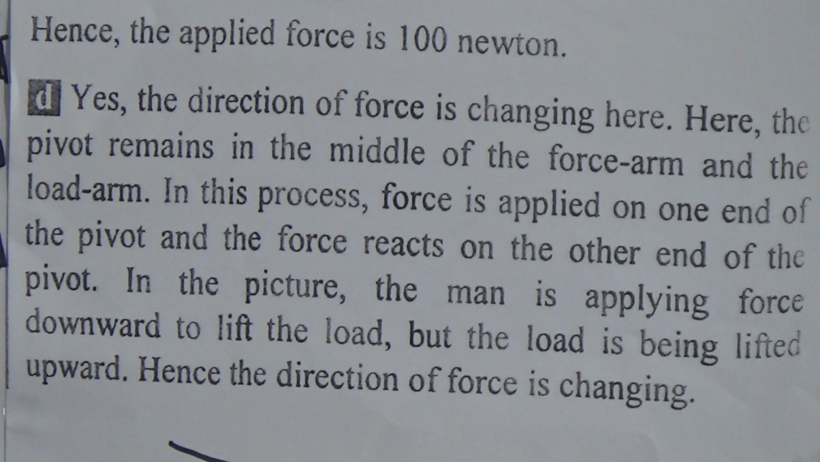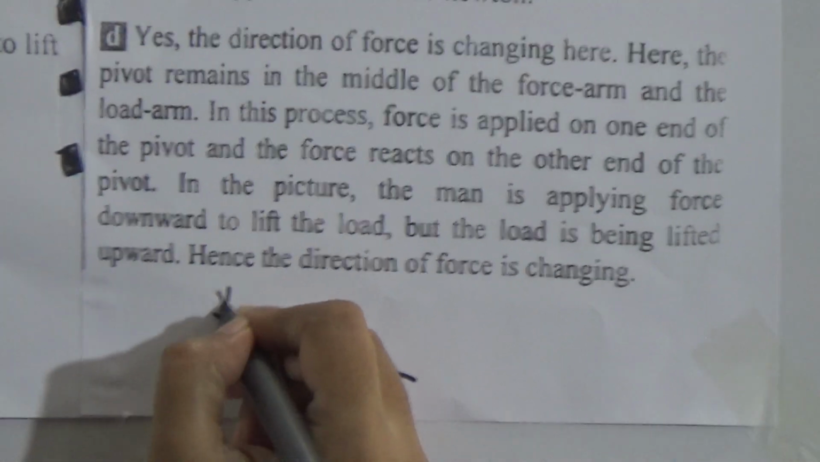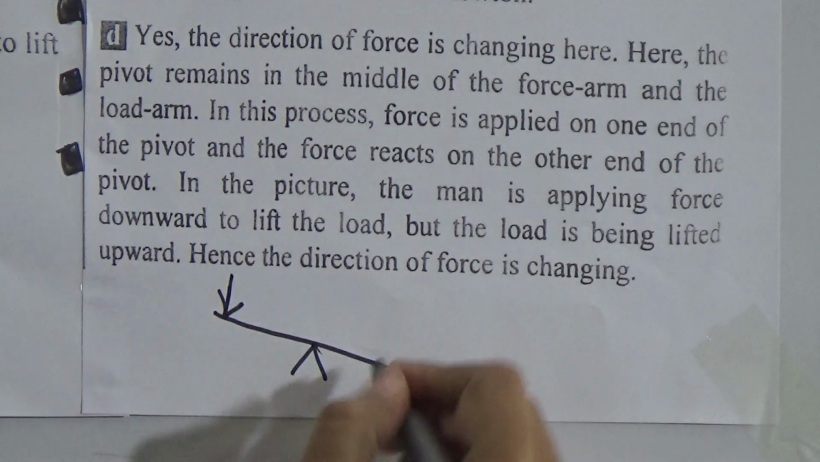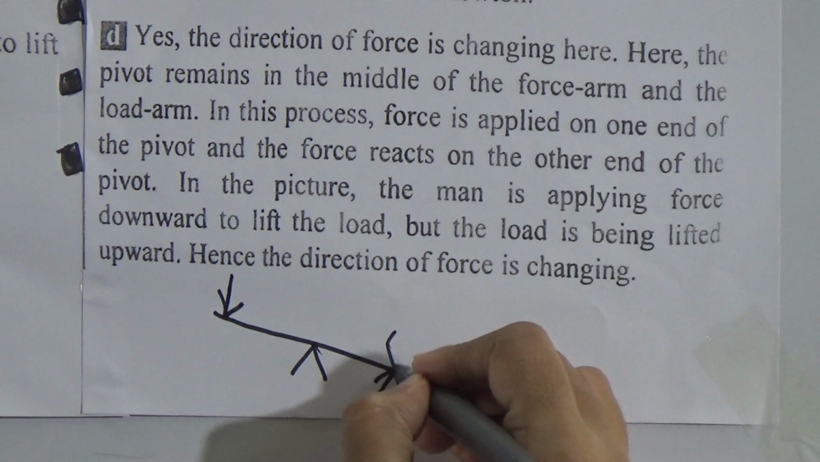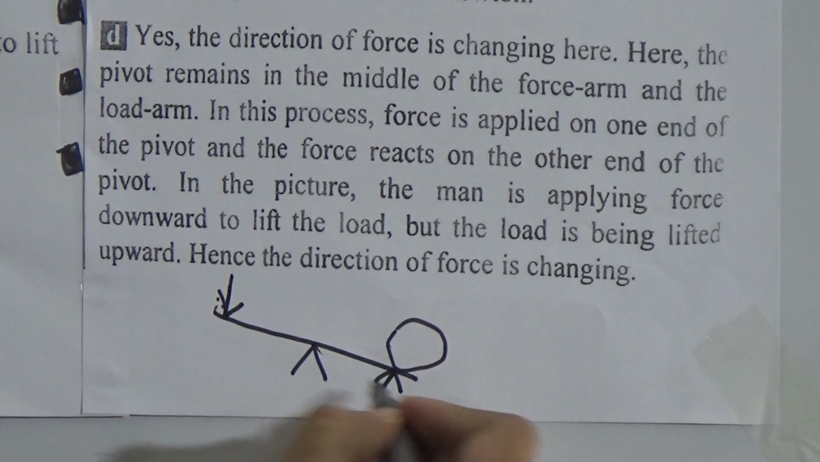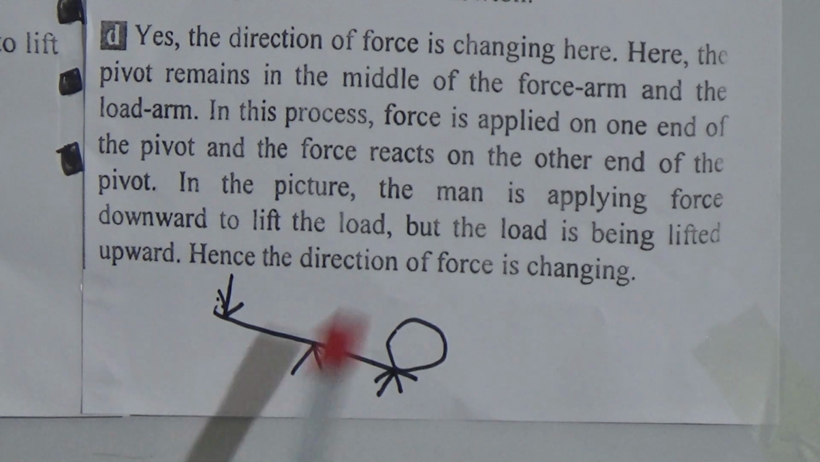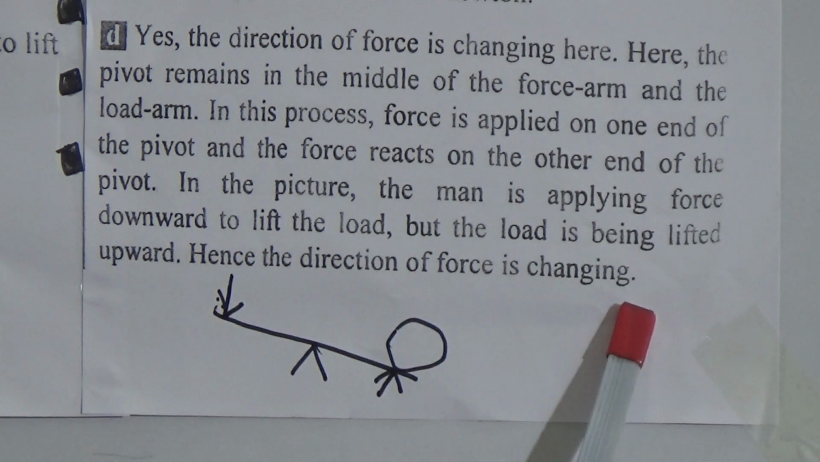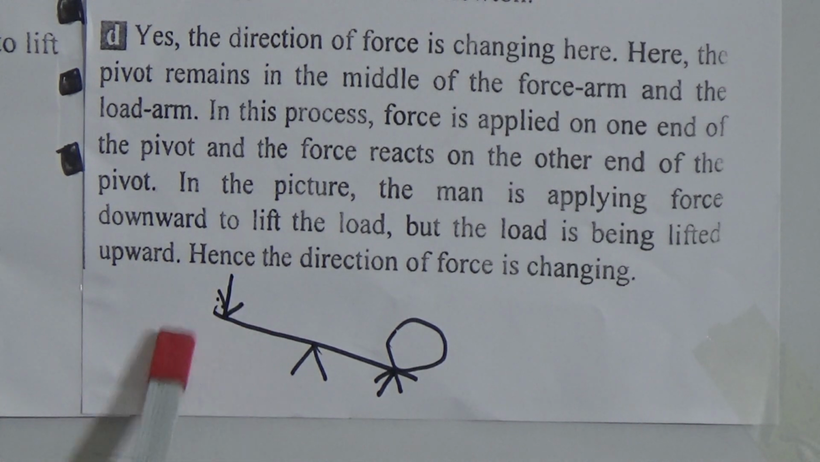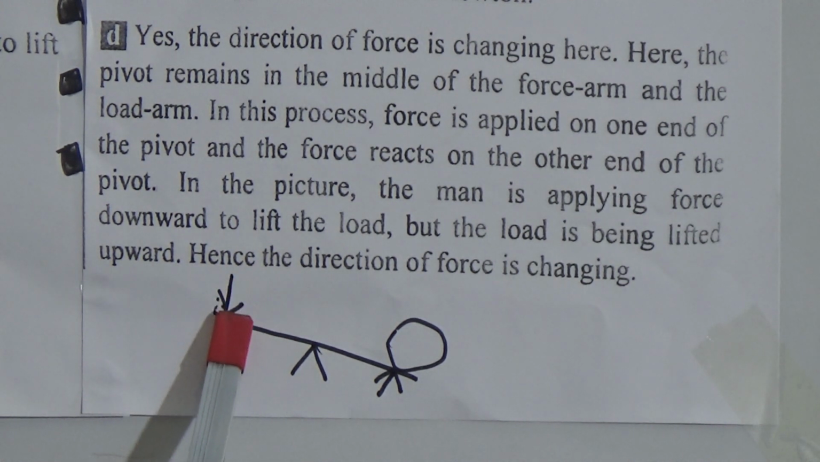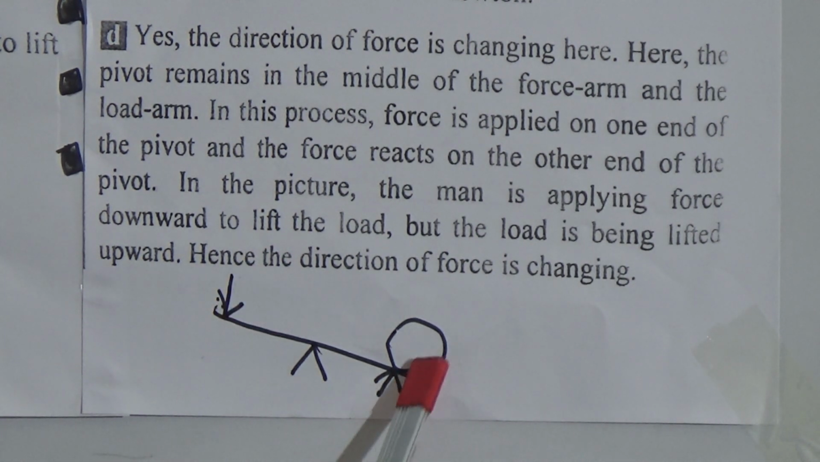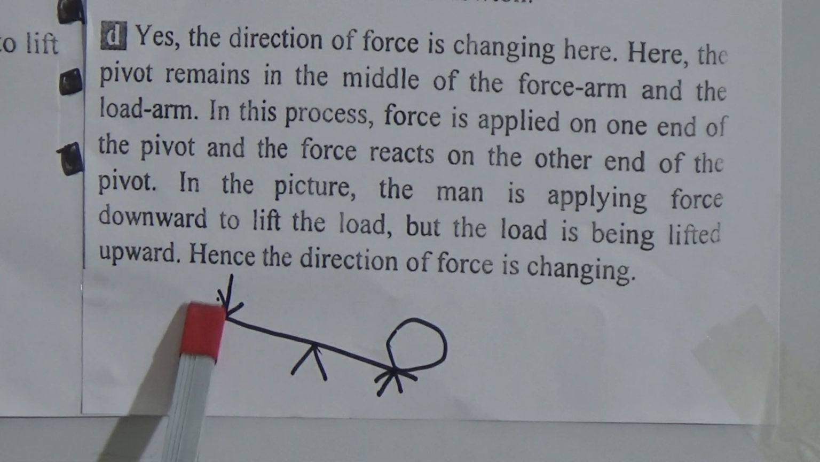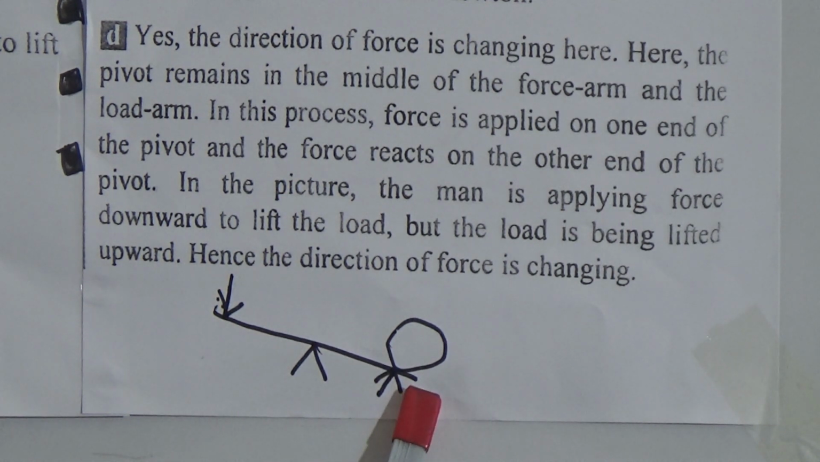If this is the lever and this is the pivot, the man is giving force here, but the force is working here. The load is coming up with this downward force. Hence the direction of force is changing. By seeing this picture, we can understand the direction of force is changing here. The person applied force downwards, but the load is going upwards. That's why we can say the direction of force is changing here.